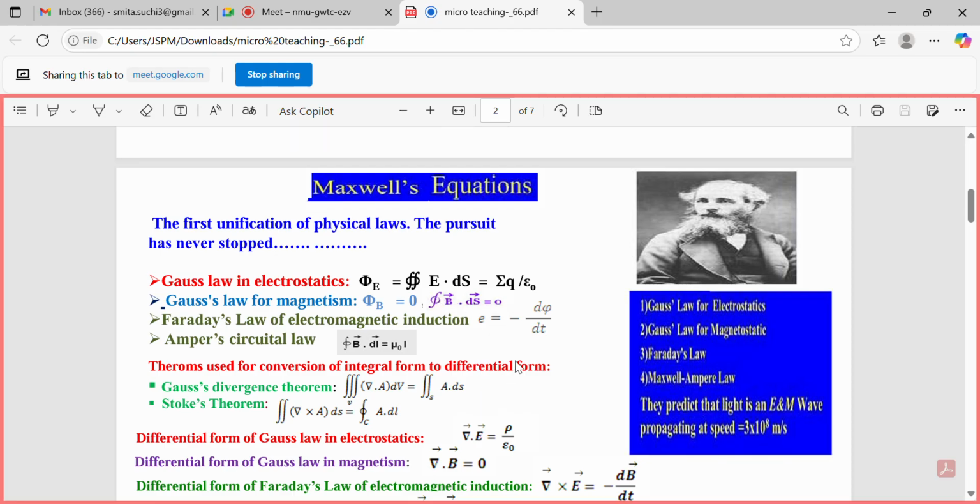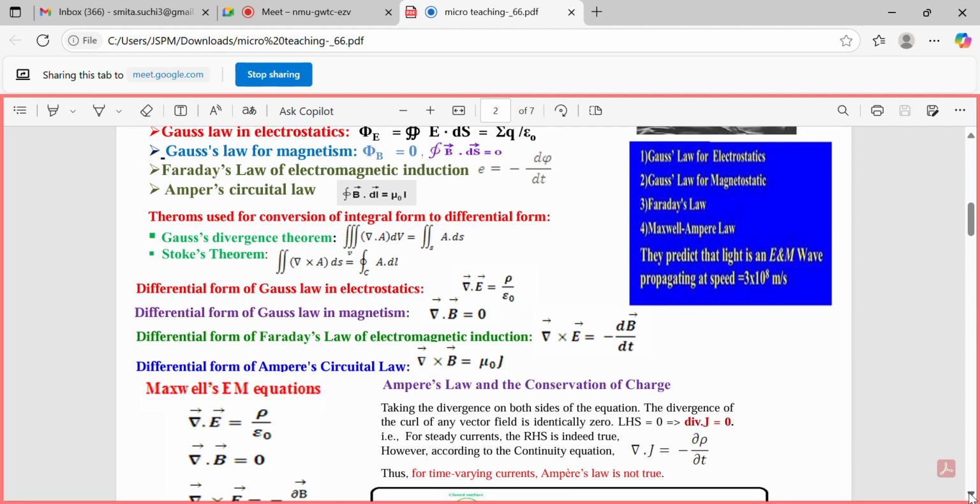Maxwell changed the integral form to the differential form by using two existing theorems, the Gauss divergence theorem and Stokes theorem. What is the Gauss divergence theorem? The volume integral of the divergence of a vector over a closed surface is equal to the surface integral of the same vector over the given surface enclosing the volume. Stokes theorem states that the surface integral of the curl of any vector field over a given surface is equal to the line integral of the same vector along the boundary of the closed path.